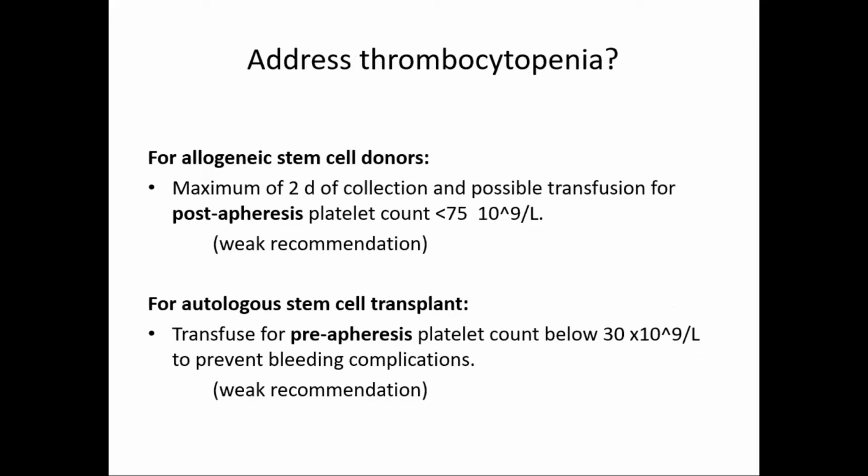Now, thrombocytopenia. These are all weak recommendations. In an allogeneic setting, the post-apheresis platelet count should be ensured beyond 75,000. In an autologous setting, the pre-apheresis platelet count should never be below 30,000. In such individuals, we need to do a transfusion.